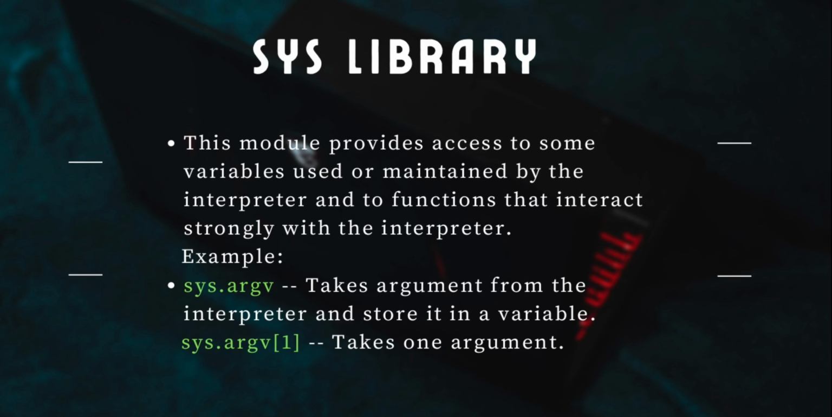Okay, so now let's move on to the second library that we are going to use, the sys library. This module provides access to some variables used or maintained by the interpreter and to functions that interact strongly with the interpreter. For example, we have this syntax in here, sys.argv. It takes an argument from the interpreter and stores it in a variable. So for example, you are using a Python script and you want to provide the IP address for the particular target.